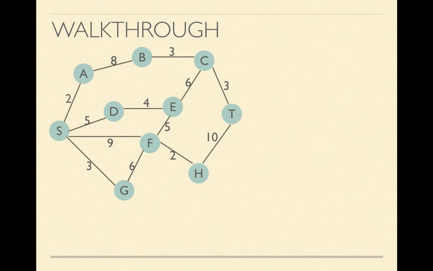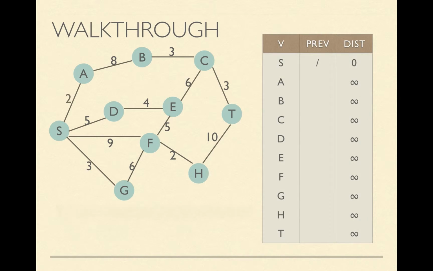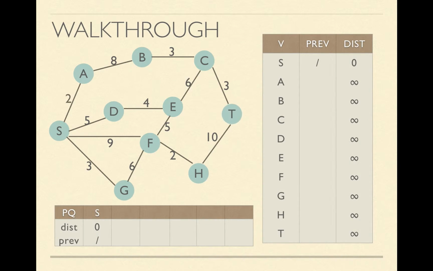Let's do a quick walkthrough of an example. I suggest that you work on a piece of paper by yourself first, then come back to check with the video. Here S is the source and T is the target. We have three components: an array of distances, an array of the previous vertex, and a priority queue. In the beginning, the distances to all the vertices are initialized to be infinity.